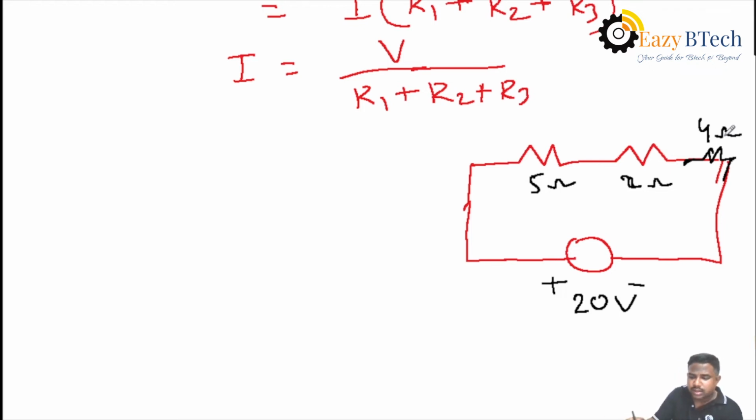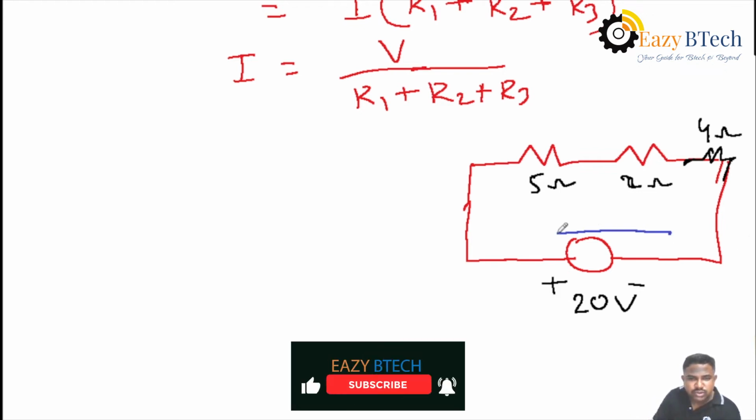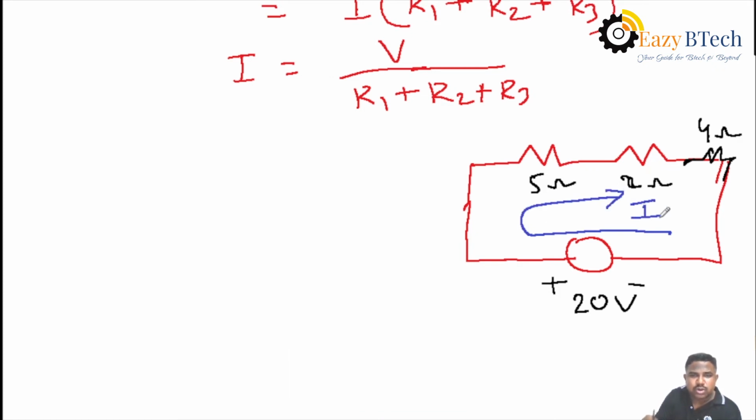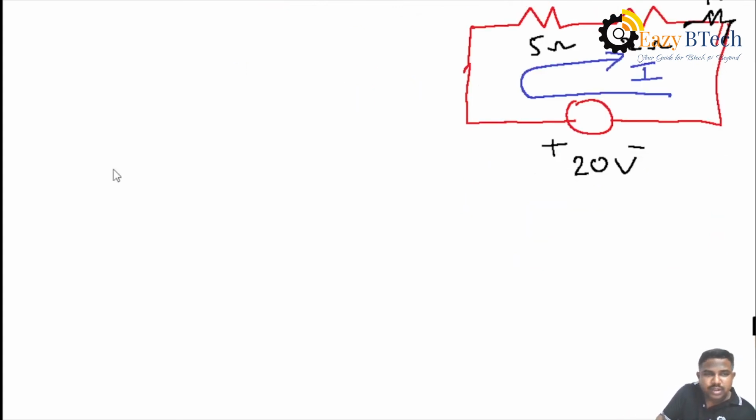Now, how do we take the current direction? Always take the current direction for the source from minus to plus, and for elements from plus to minus. The loop current will be taken as I. Then from the above circuit, how do we find the current value? I equals total voltage 20 divided by total resistance, 5 plus 2 plus 4.